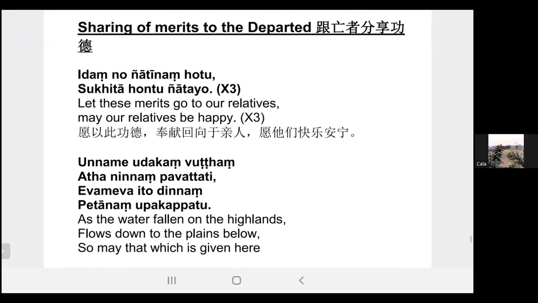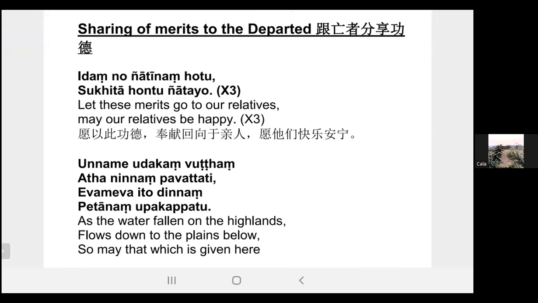Okay, so let's see. Three times. Idam yatina kita hondunya tayo. Let this merit go to our relatives. May our relatives be happy.